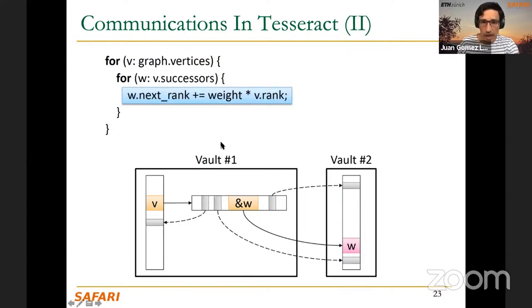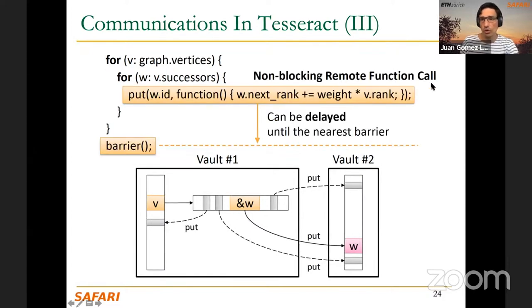When this happens, what is clear is that we cannot compute this directly in one in-order core. Why? Because this in-order core doesn't have direct access to the values of W, right? So in this case we use one of these remote function calls. The Tesseract paper proposes two ways of doing remote function calls: one is blocking, the other is non-blocking. In the blocking case, every time a thread running on an in-order core executes a remote function call, it has to wait until the function call has been completed. The other case, which is actually more efficient because it doesn't stop the execution of the cores, is the non-blocking remote function call.